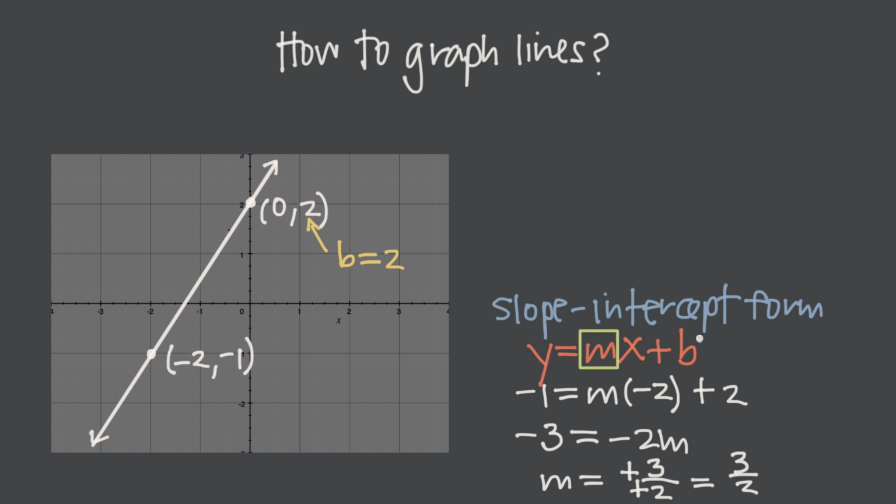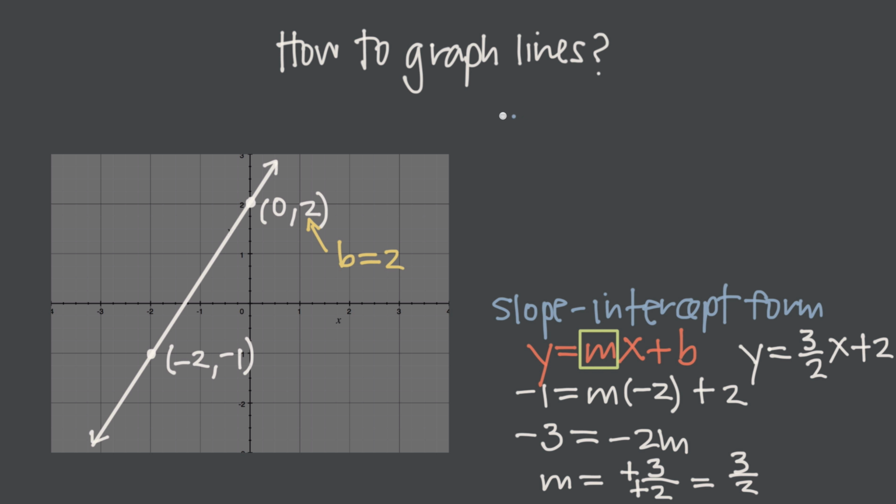So we already know b is equal to 2, and we just found that m was equal to 3/2. So we plug those two things in, and we can say here that in slope-intercept form, the equation of this line is y equals 3/2, our slope m, times x, and then b is equal to positive 2, so plus 2. And this is the equation of this line in slope-intercept form.